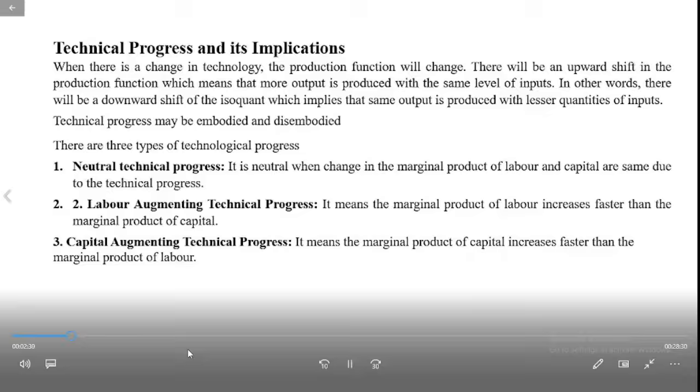Technical progress is embodied or investment specific when we introduce new capital or machinery. Suppose we are making more investment, we are purchasing a new machine, and with the help of that we are producing more output. That is embodied or investment specific technical progress. So there is some new machinery or something new we are applying, especially machinery or that kind of thing.